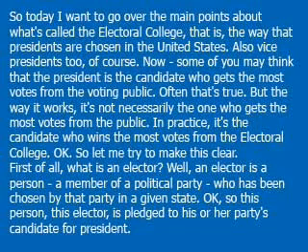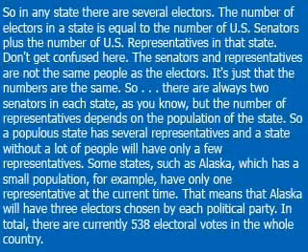Okay, so let me try to make this clear. First of all, what is an elector? Well, an elector is a person, a member of a political party, who has been chosen by that party in a given state. Okay, so this person, this elector, is pledged to his or her party's candidate for president. So in any state, there are several electors.